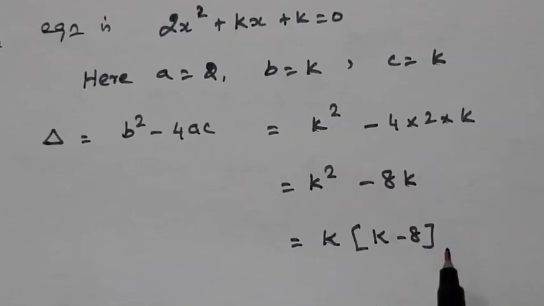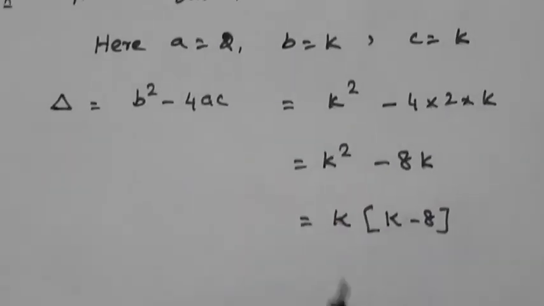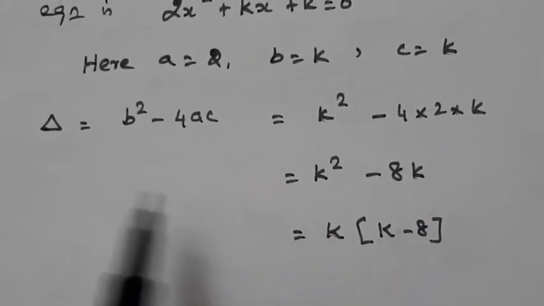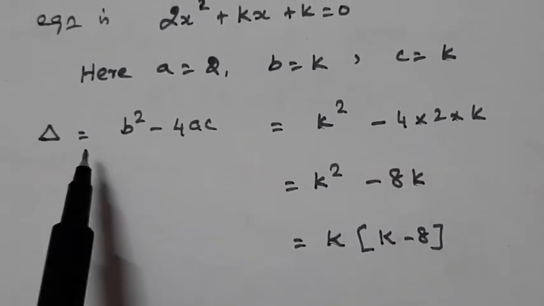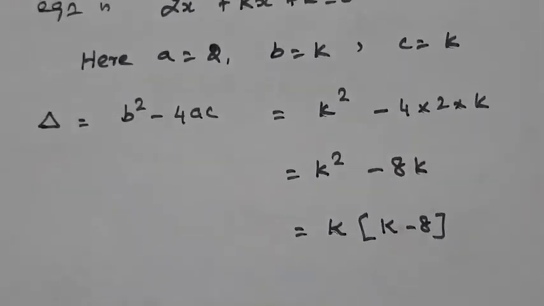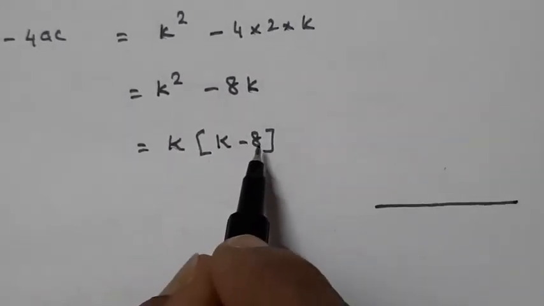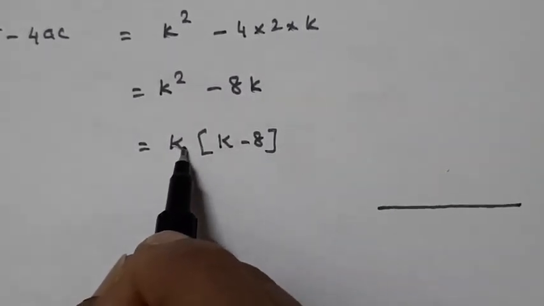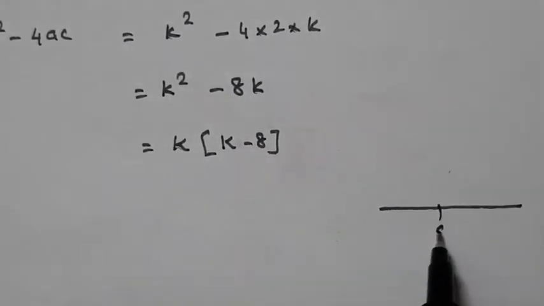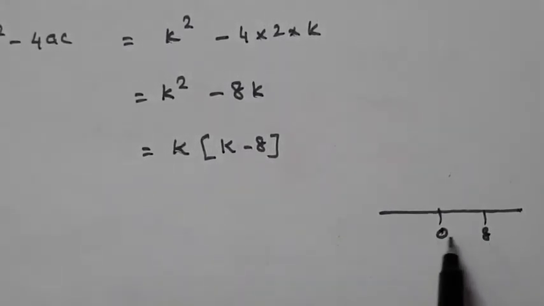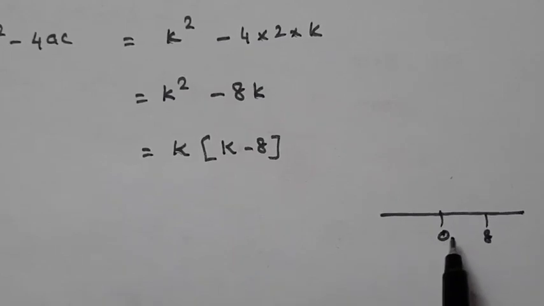So we will have k minus 8. So using this we are going to determine the value of k for which delta is equal to 0, greater than 0 and less than 0. Okay. Now let us substitute the values here. If it is equated to 0, what would be the value of k? K will be 0 and 8. So 0 and 8 will be the two values for which delta will be equal to 0.